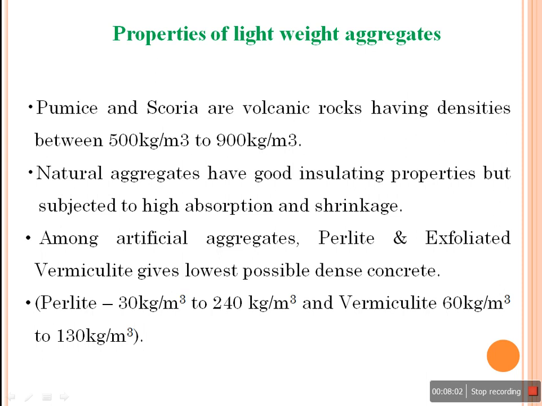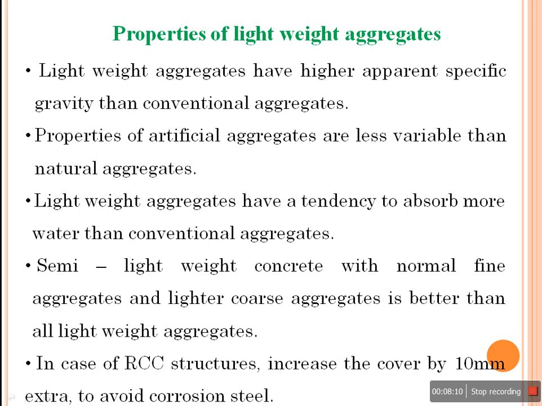Natural aggregates have good insulating properties but are subject to high absorption and shrinkage. Lightweight aggregates have higher apparent specific gravity than conventional aggregates. Properties of artificial aggregates are less variable than natural aggregates. Lightweight aggregates have a tendency to absorb more water than conventional aggregates. Semi-lightweight concrete with normal fine aggregates and light coarse aggregates is better than all lightweight aggregates. In case of RCC structures, increase the cover by 10 mm extra to avoid corrosion of steel.